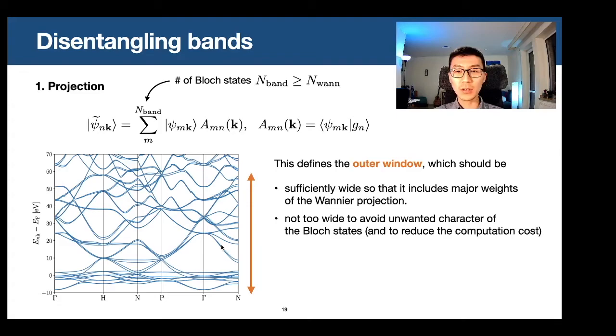Second, this window should not be too wide. First of all, because it causes a lot of computational cost, but also if your window is too wide, some Bloch states far above in energy might have some unwanted character you want to avoid, or there will be some overlap with other Bloch functions below. And this might lead to some inaccuracy in the disentanglement or difficulty in going through this disentanglement step. It's so difficult to pronounce it. By the way, these N bands can actually depend on k, and you can specify the minimum and maximum of the energy window.